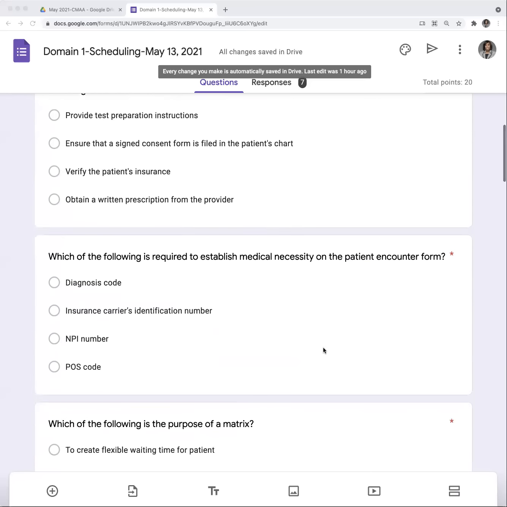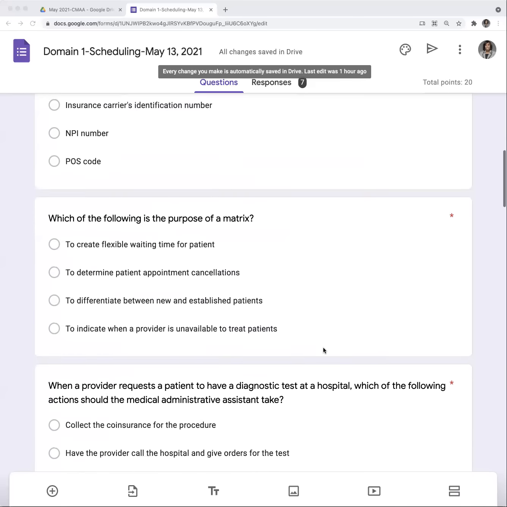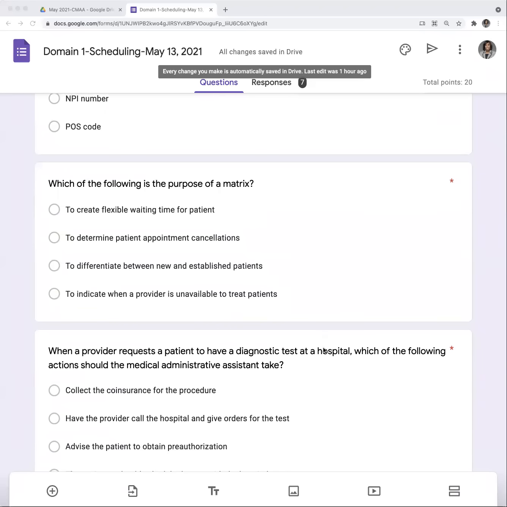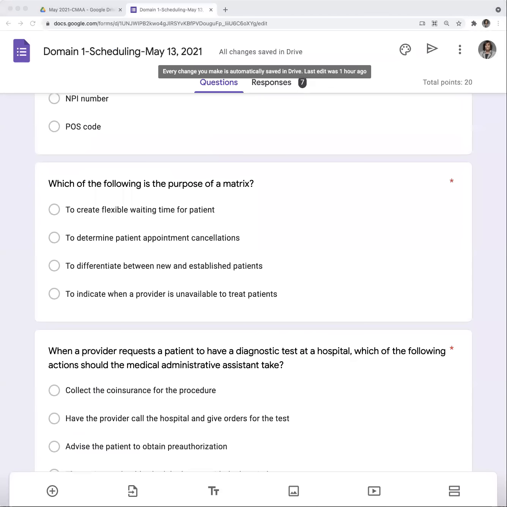Which of the following is required to establish medical necessity on the patient encounter form? A diagnosis code. Which of the following is the purpose of a matrix? I'm going to guess on this one. The first one, to create a flexible waiting time for the patient. I think it's to indicate when a provider is unavailable to treat patients. I think that's right. You're right.